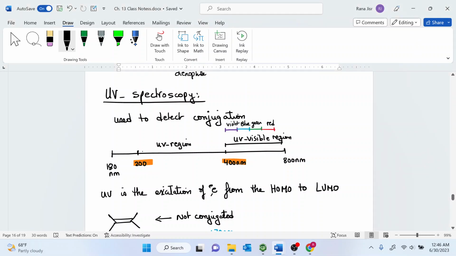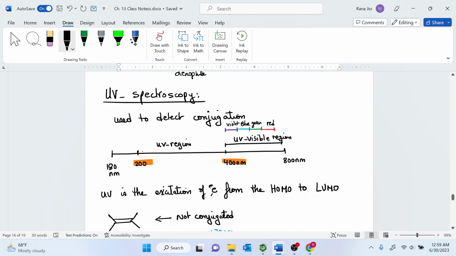Ultraviolet spectroscopy, which is UV spectroscopy, is a spectroscopy technique that we use in order to determine if our compound is conjugated or not, meaning that it needs to have 3 or more p orbitals. If this is the case, then your molecule is going to absorb in the wavelength region between 200 and 400 nanometers. This is the UV region. The more conjugated your molecule is, the higher the wavelength of absorption. So your wavelength of absorption is going to be shifted to a higher wavelength.